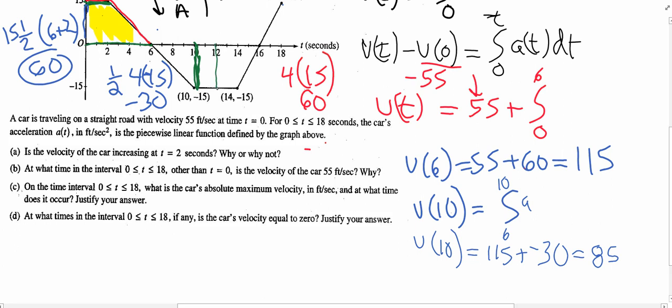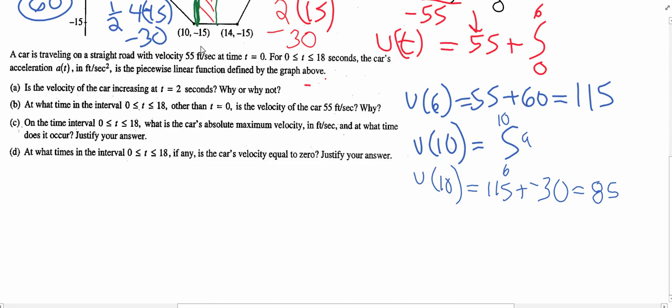Let's go to there. So now, instead of 4, it would still be a height of 15, but now it's 2. 2 times 15 equals 30. And of course that's a negative as well, right? Because it's a negative area right here. So that would be 85 minus 30 would give me my 55.